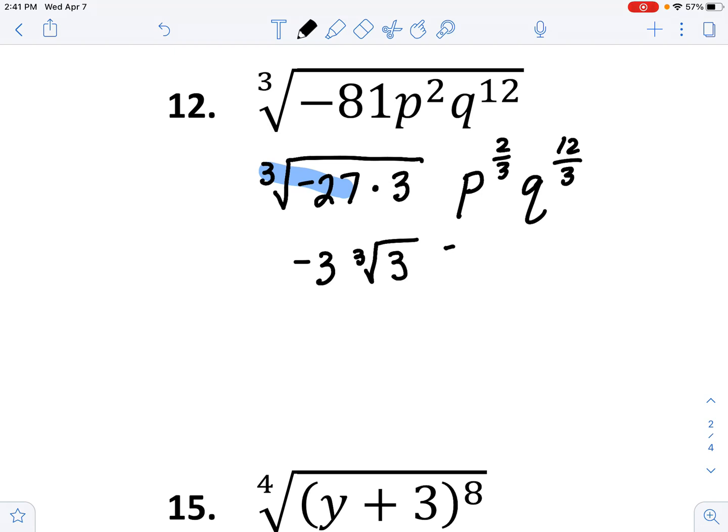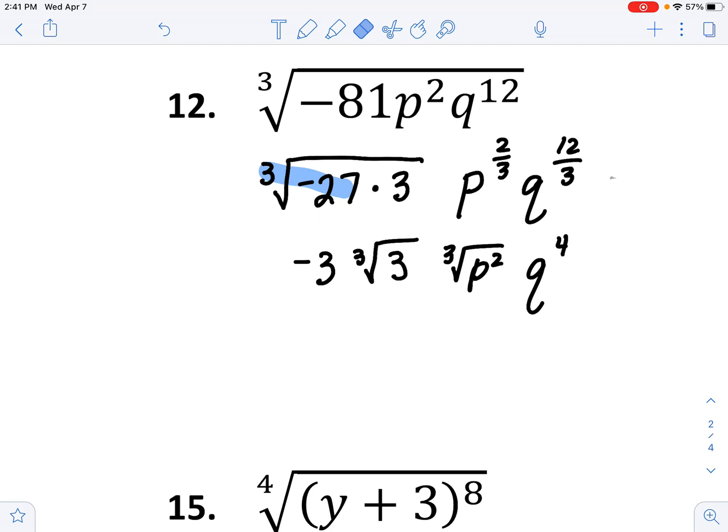So that's just going to go back into radical form, cubed root of p squared. And then change the q to the 12/3. 12 divided by 3 is 4. So that's going to be q to the 4th.